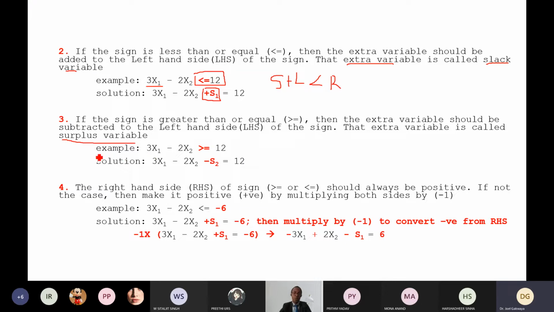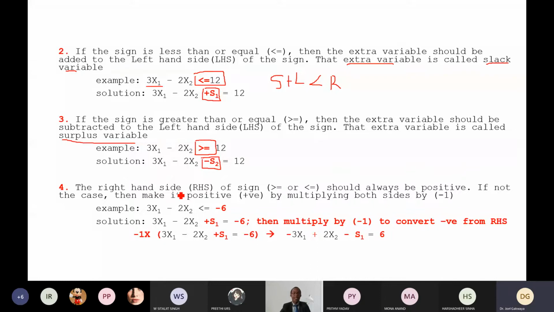So to start solving in the simplex method, you choose which side is greater or which side is lesser. When you find that the sign is greater, like the sign you see here, then what do you do? You subtract. The extra variable should be subtracted. This subtracted variable is known as what? It's known as surplus. Okay? It's a surplus. I hope it's clear. Next point.